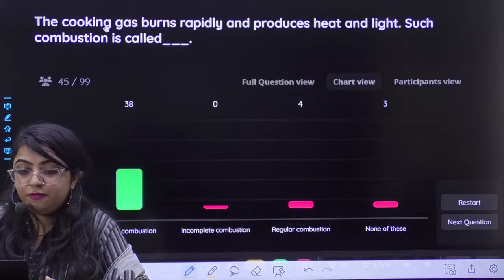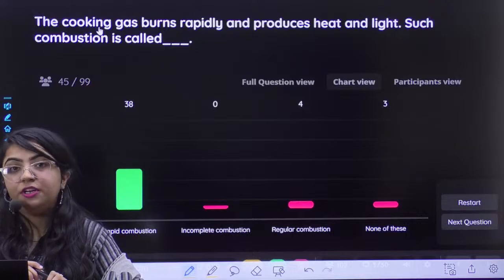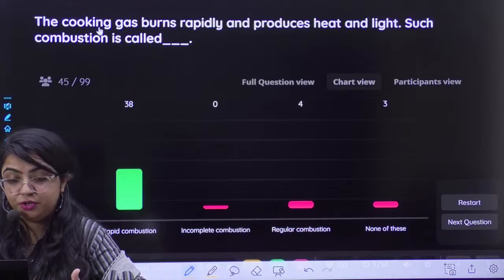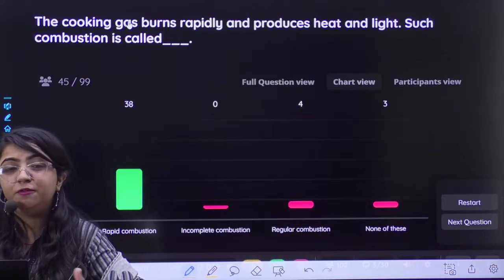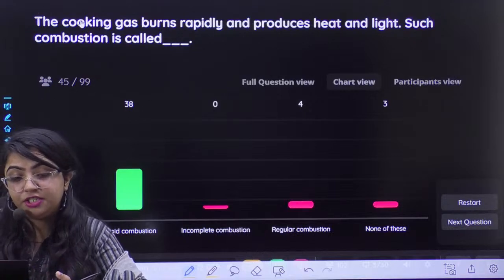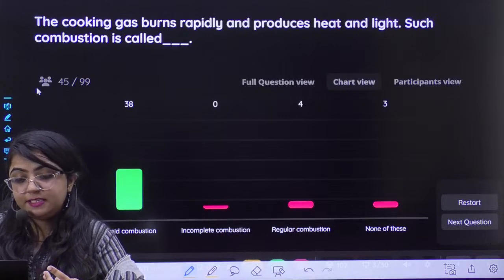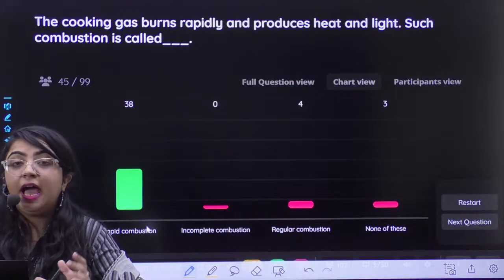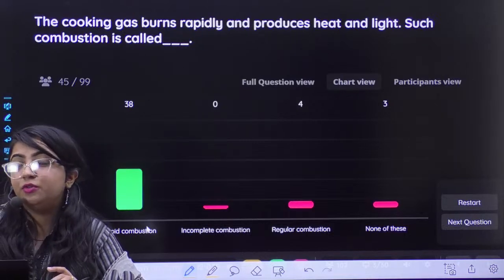Okay, so the answer for this question is A, rapid combustion, because as we all know, rapid combustion is the type of combustion where a large amount of heat and light is produced. So when we burn a cooking gas, we require a large amount of heat for the cooking or baking. So we require this energy from the cooking gas so that our process will get completed. Hence this is a rapid type of combustion where a large amount of heat will be produced and this heat will be used in the cooking of food. I hope this point is clear to all.